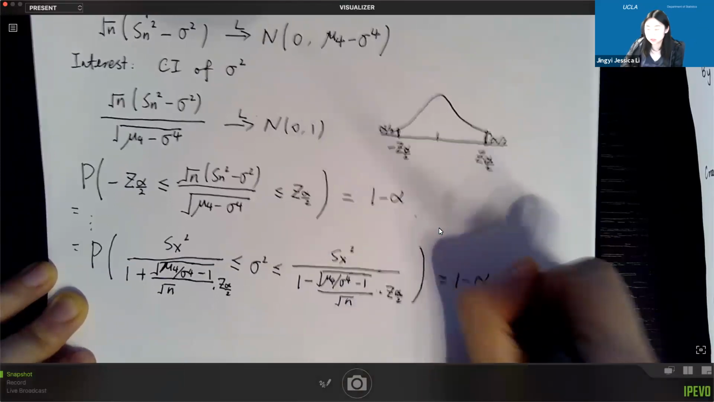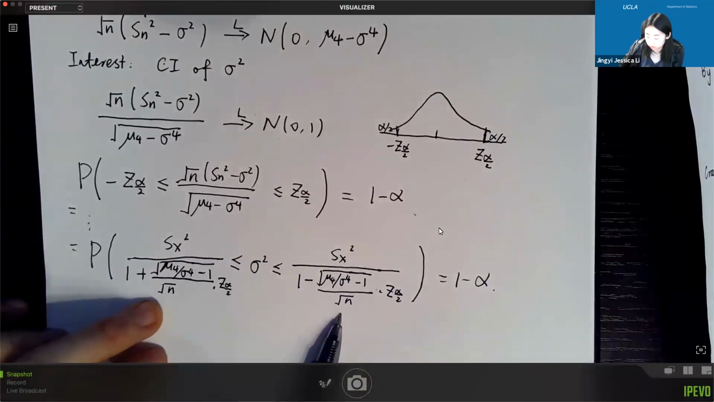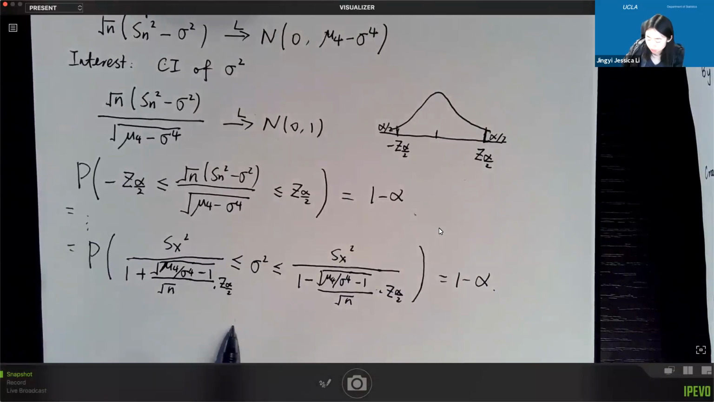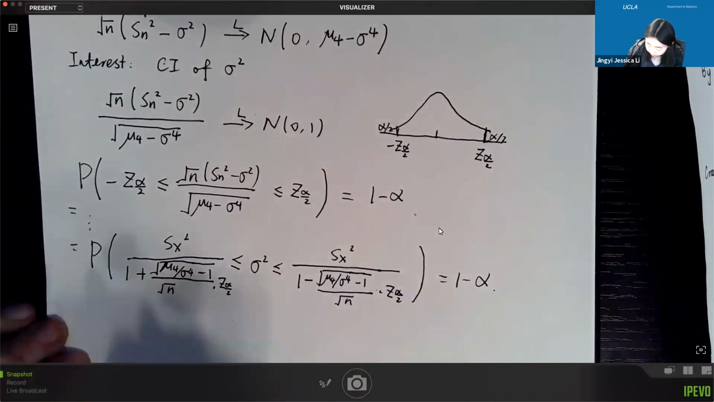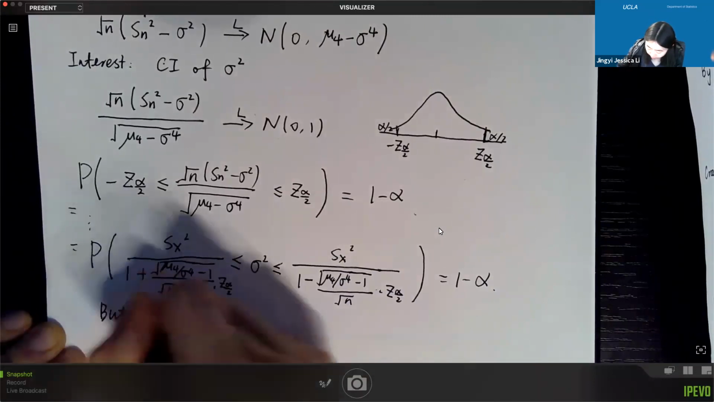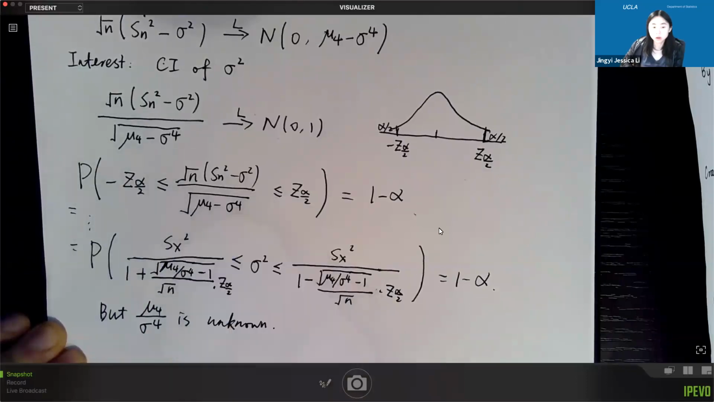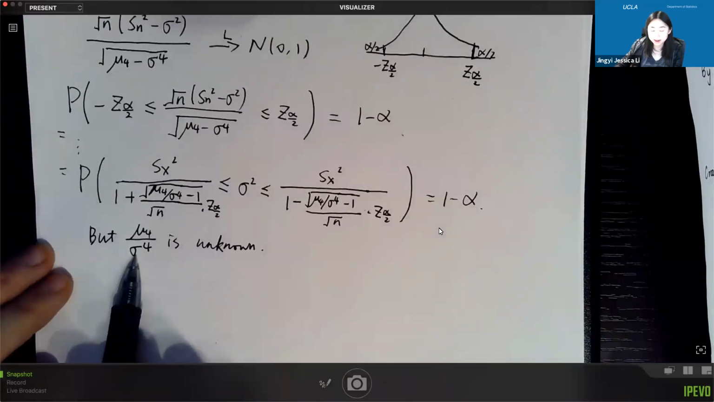Okay, so you see, what I want is to say that this is the confidence interval for sigma squared. But this confidence interval is not usable because mu4 is unknown, sigma fourth is unknown, right? These two things cannot be known. But mu4 over sigma 4 is unknown. So a common practice is to replace this by their estimates.